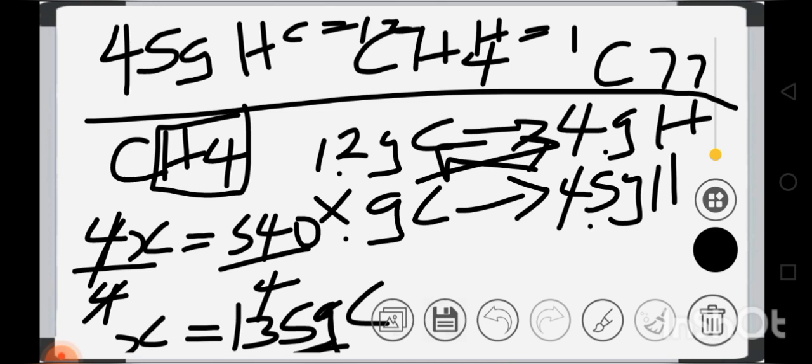So if you have 45 grams of hydrogen in the methane molecule, I'm going to have 135 grams of carbon present there. Sorry about that. We're going to have 135 grams of what? Of carbon.